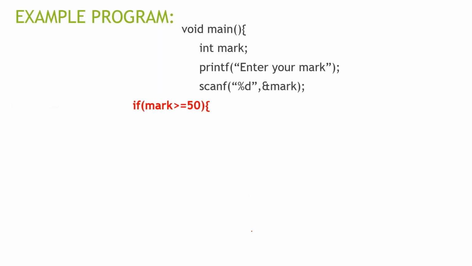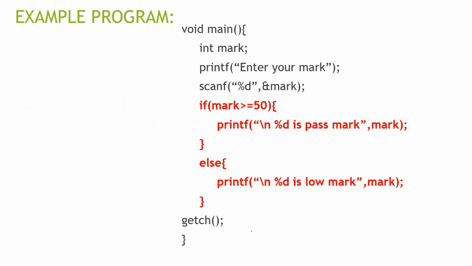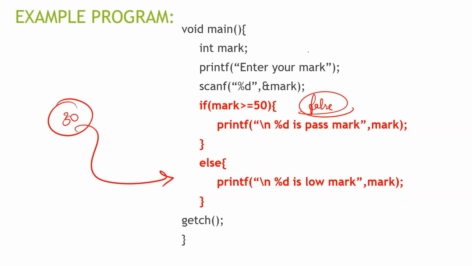So here we have the example program. It is the same program where we get the mark from the user and check if the mark is greater than or equal to 50, and then print that it is a pass mark. But if it is 30, it directly goes to the else part because the condition becomes false. 30 is not greater than 50. So it simply prints "%d is low mark", which will print "30 is low mark". That's all.